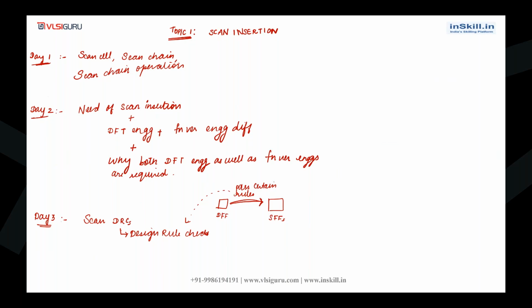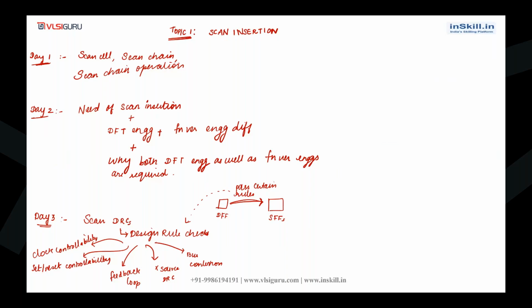So there will be various scan DRCs like clock controllability DRC, set reset controllability DRC, feedback loop DRC, X source DRC, and then bus contention, then potential trace.